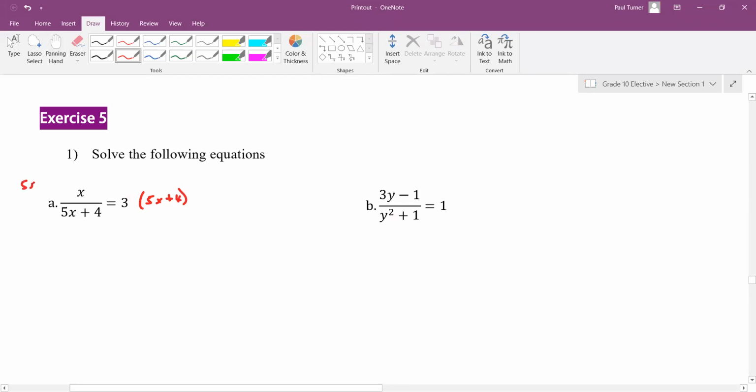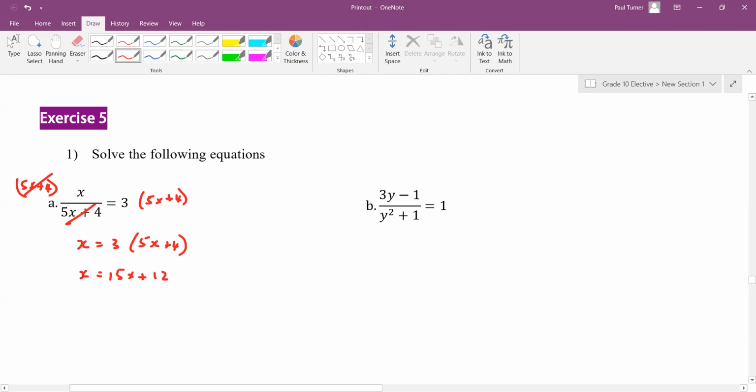And 5x plus 4, like that. And this will cancel out. So you'll end up with x equals 3, 5x plus 4. Okay, and then we'll just expand that. So what would you get? x equals 15x plus 12.